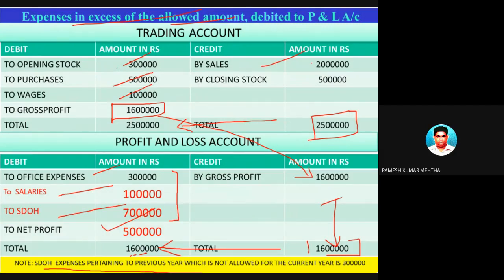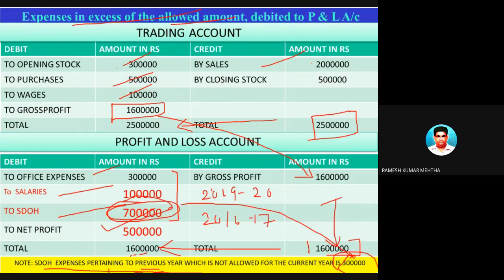The adjustment is stating that selling and distribution overheads are expenses pertaining to the previous year, which is not allowed for the current year. This is of the past year to the extent of 3 lakh rupees. Some expenses of selling and distribution overheads are of the past year and not the current year. And how much is it? 3 lakh rupees. For example, this is the profit and loss account of 2019-20, and in it, an expenditure of 2016-17 is shown.